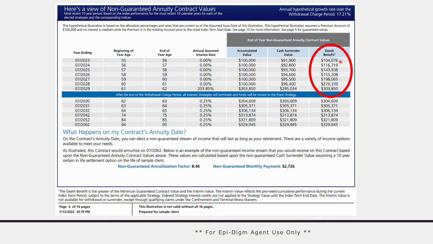So what is this interest rate based on? I'm sorry? What is this interest rate? They're looking at the index. Oh, okay. So that's what the index did during those 2 years. Okay.